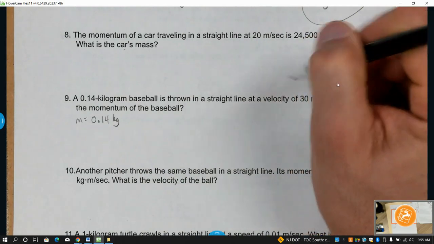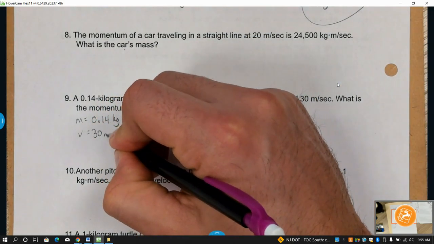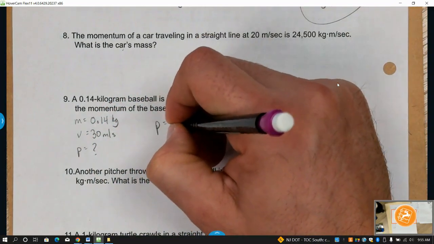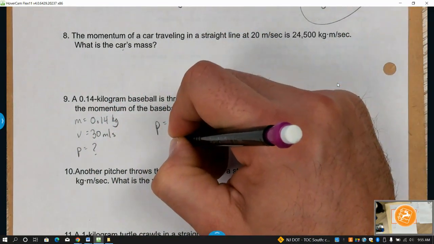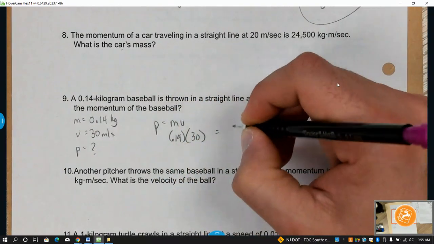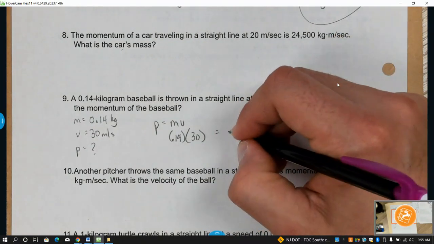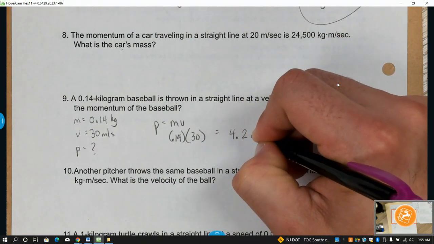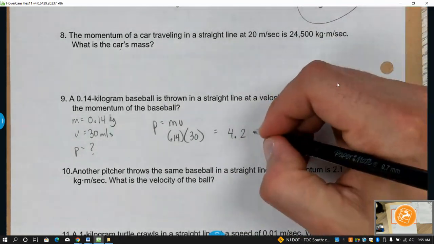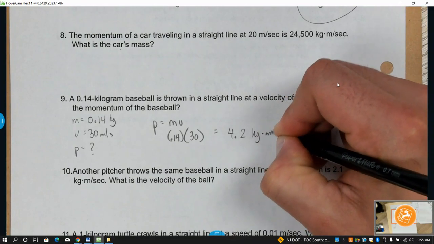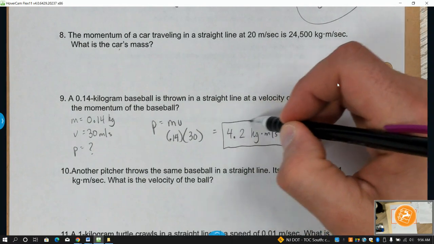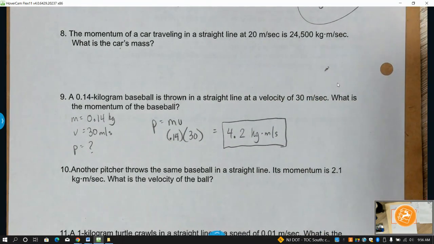So the 0.14 kilogram ball thrown at a velocity of 30 meters per second. What is the momentum of this baseball? Mass times velocity. Mass is 0.14. Velocity here is 30. You're going to get a momentum here of 4.2. And the unit for momentum? kg times meters per second. Okay, so this is the momentum that this ball has.